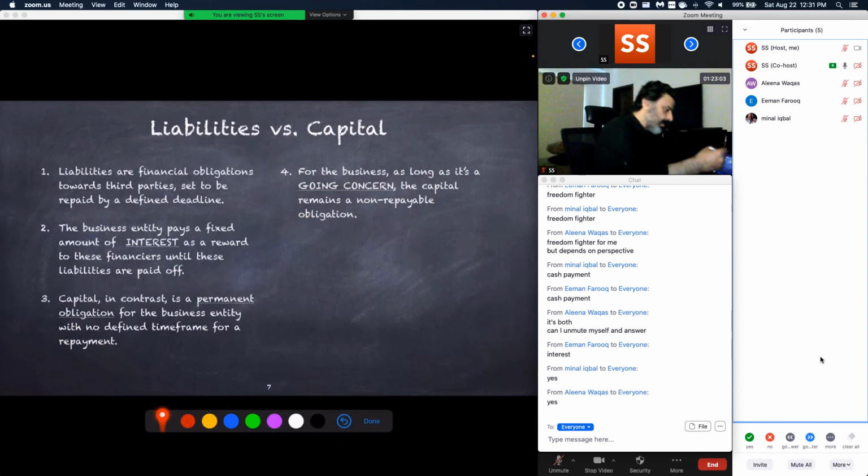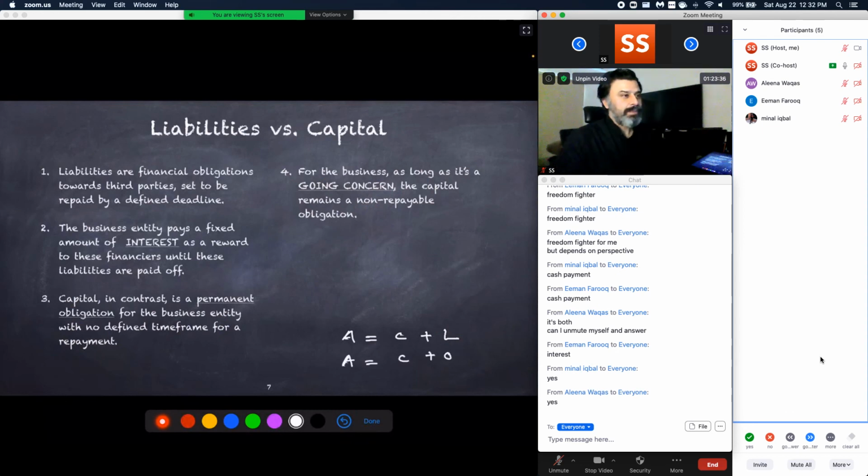Now, allow me to prove it mathematically. So, from the previous slide, we know that assets are equal to capital plus liabilities, right? This factor, liability over here, this needs to be repaid. At some point in time, these liabilities are going to be paid down and they will become zero, right? So at some point in time, when you pay off all your liabilities, your accounting equation will be reduced to this, right?